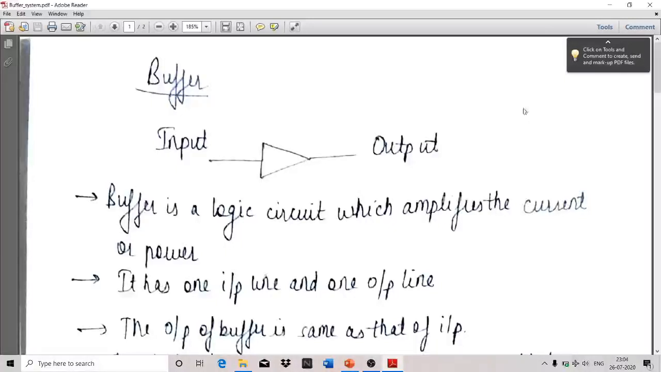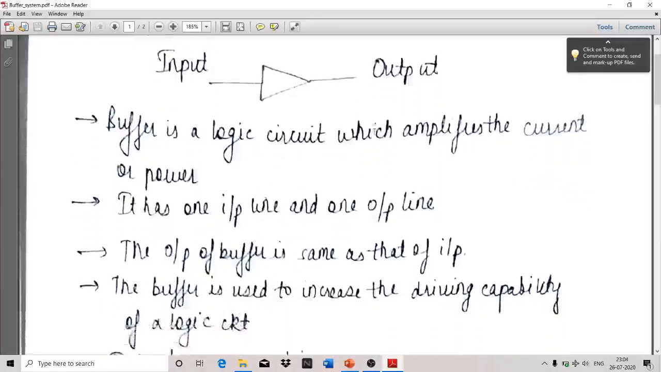From the symbol itself you can say that this is similar to your NOT gate. The only difference between the buffer and the NOT gate is that the buffer does not have any bubble, whereas in the NOT gate you will find a bubble at the output side. That bubble inverts your signal. This buffer has one input line and one output line. The output of the buffer is the same as the input. Suppose you provide plus 5 volt, then you will get an amplified version of plus 5 volt, but the waveform will be similar.